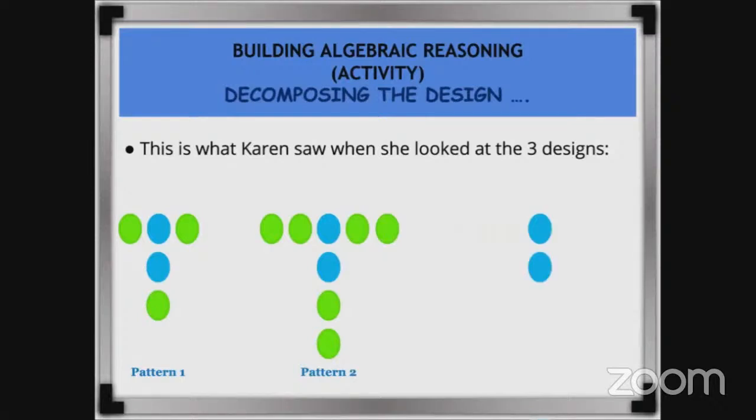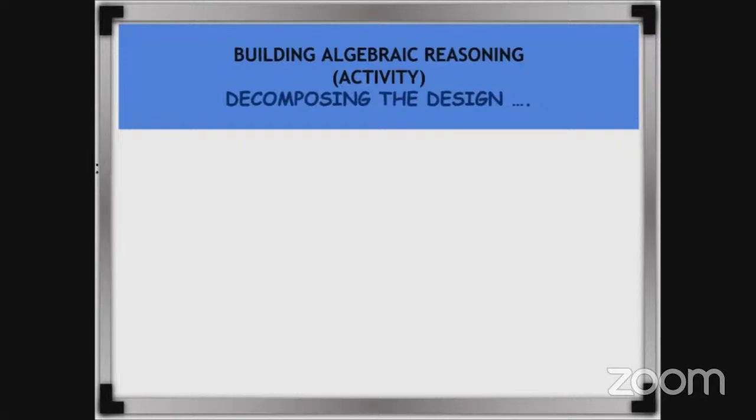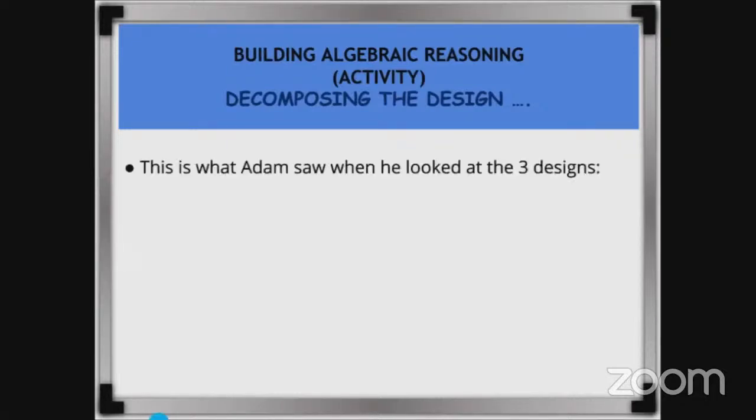For the third design, she would have seen 3 to the top, to the left and the right, and a set of 3 circular shapes to the bottom of the pattern. Now here's another view. So this is how Adam saw when he looked at the design. So his base would have been the 3 circular shapes in the middle, and then 1 green circular shape on either side at the top.